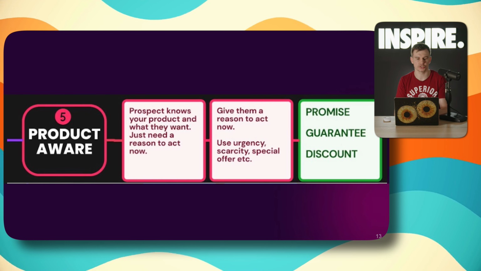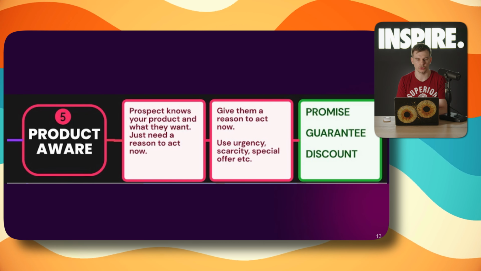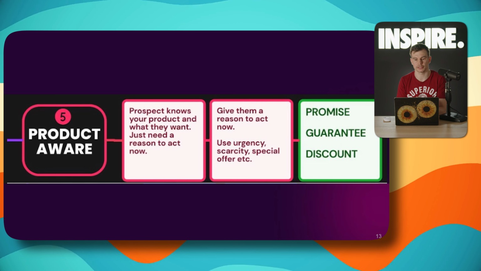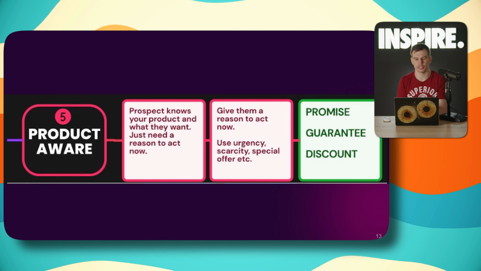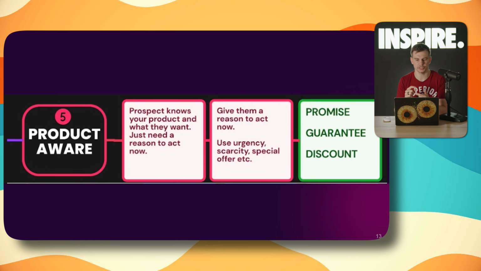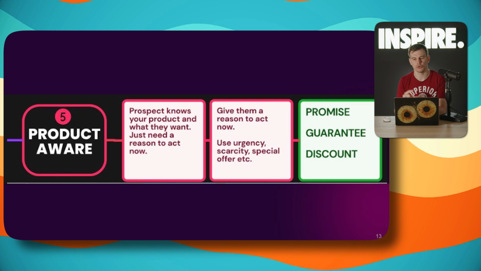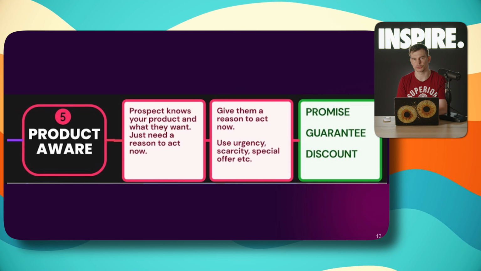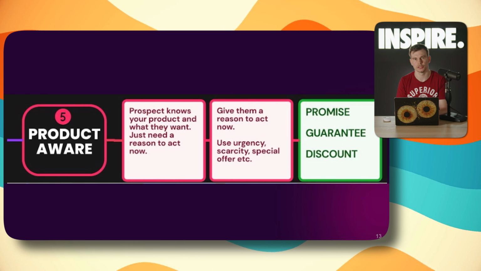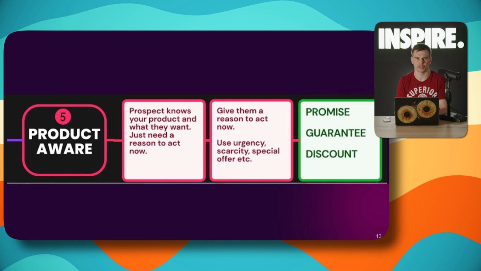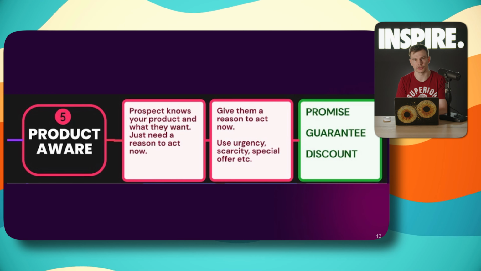And the final stage is product aware. So basically the prospect knows your product and what they want. They just need a reason to act now. So you want to give them that reason. Use urgency, scarcity, special offers. So basically you want to provide a guarantee or discount or some kind of promise. That's why you see so many brands offering a lifetime guarantee or a 90-day free trial or stuff like that, or ultimately they offer a discount.